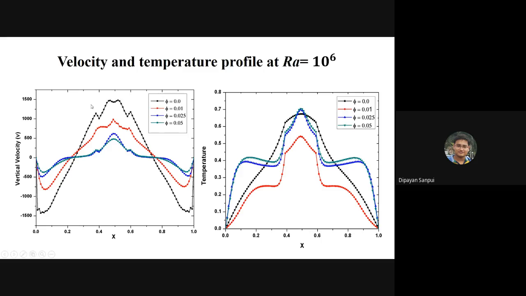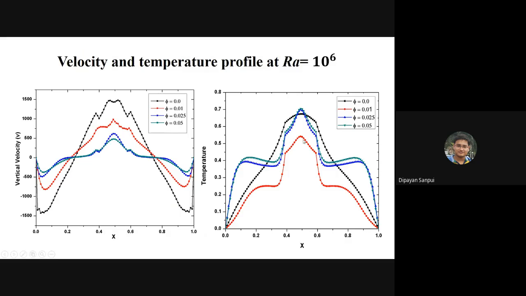Now coming to the support of the previous graph, this is a vertical velocity profile which has been plotted at the mid plane of the cavity. If you consider higher concentration, the velocities are very low. That means as the fluid is getting viscous, the movement of the nanoparticles inside the cavity is less. Whereas at lower concentration, the velocity of the nanoparticles is comparatively high and reaches a higher value.